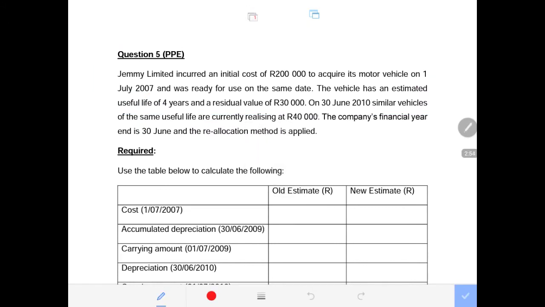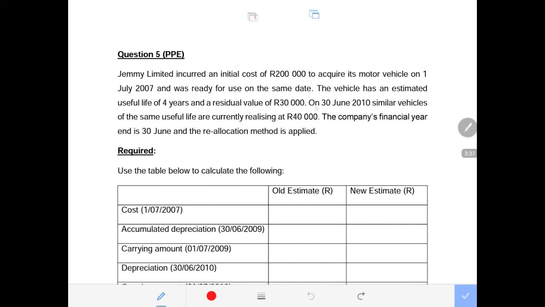On the 30th of June 2010, similar vehicles of the same useful life are currently realizing at 40,000 rands, not 30,000 rands, but 40,000 rands. Now we have a change in estimate, but our change in estimate is with the residual value. Sometimes, more especially when it comes to intangible assets, you will see that the change in estimate will be based on the number of years, and at the same time the change in estimate can be based on the residual value, as it is the case here.